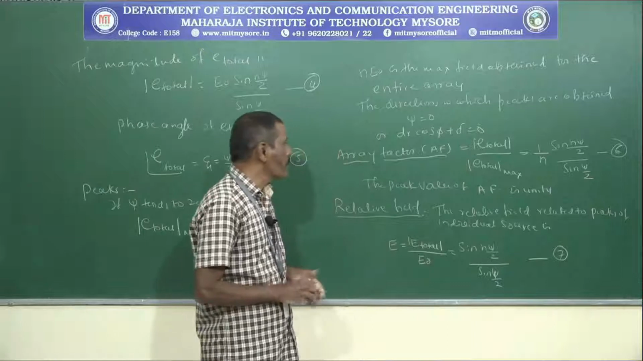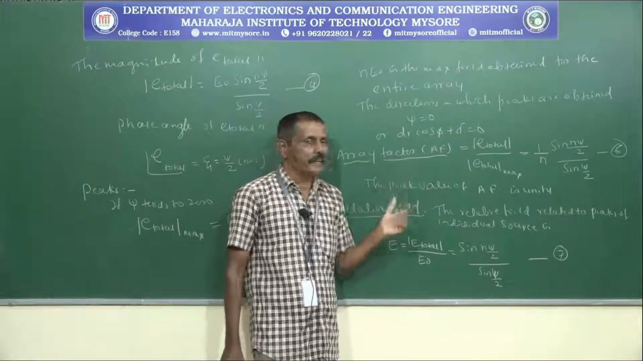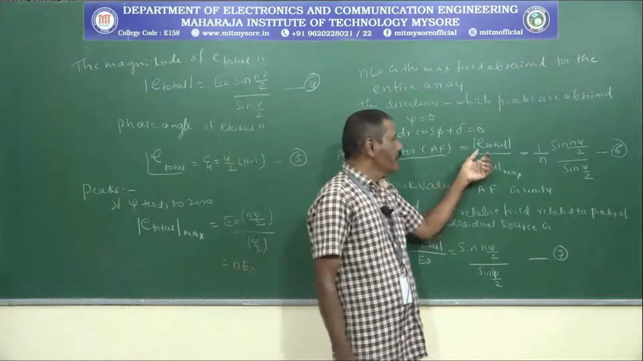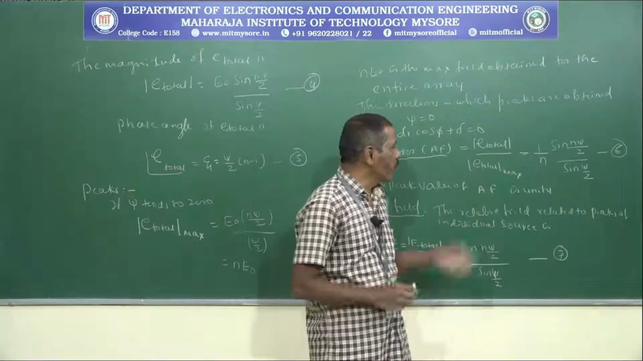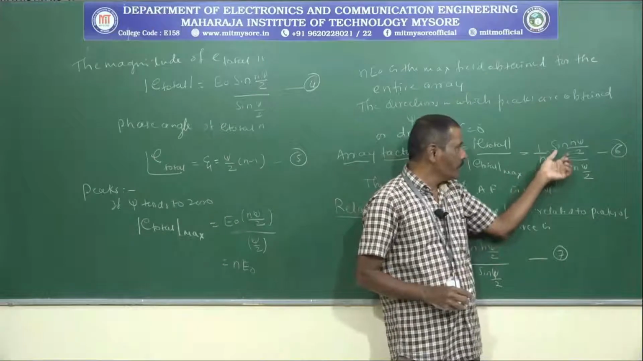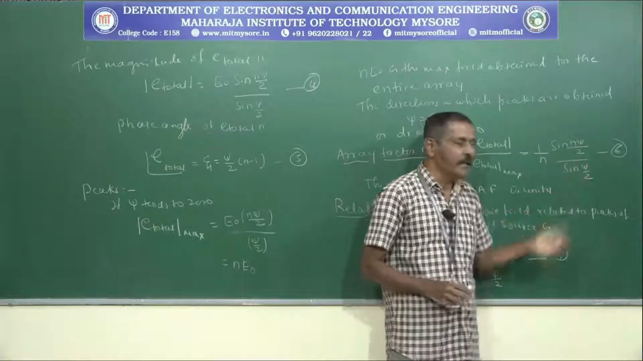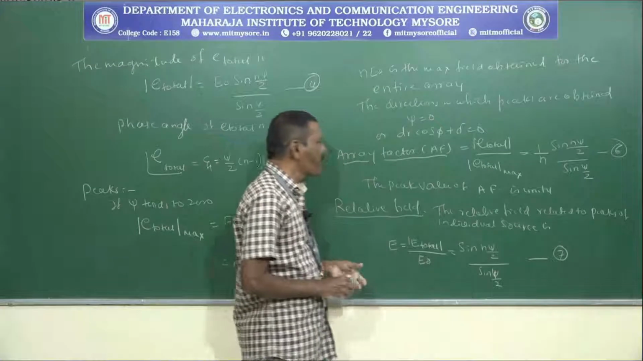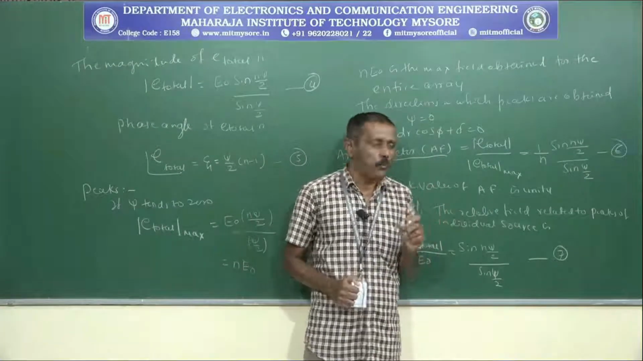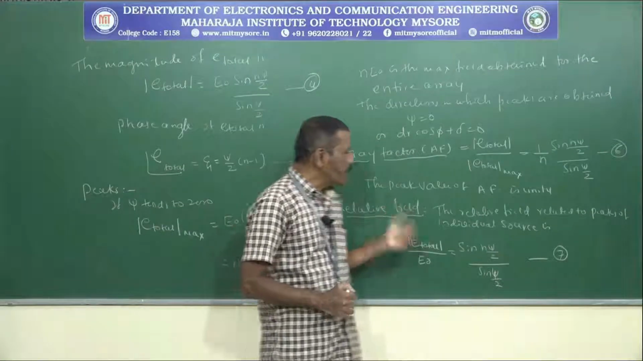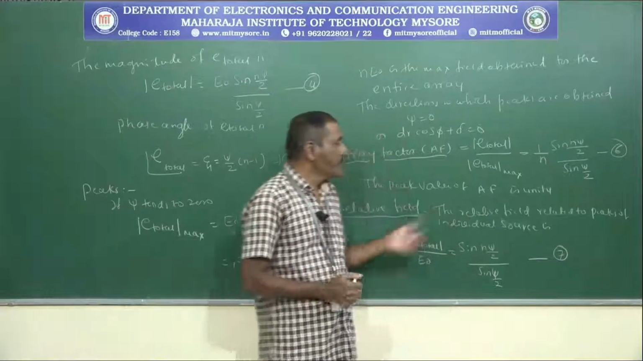Then the array factor is the magnitude of the total field divided by the magnitude of the maximum field. So this is equal to 1 by n, sin of n psi by 2 divided by sin of psi by 2, and the peak value of this particular array factor is 1. Then the relative field you have to calculate.